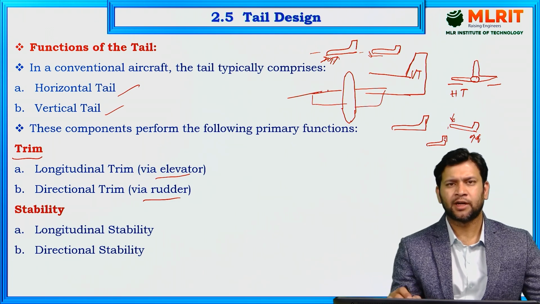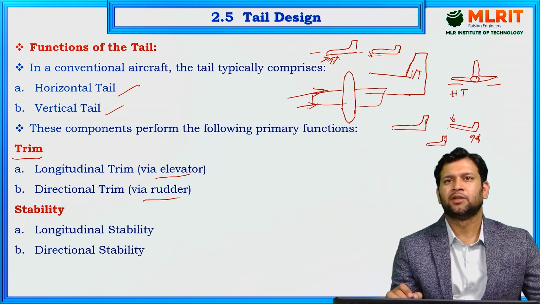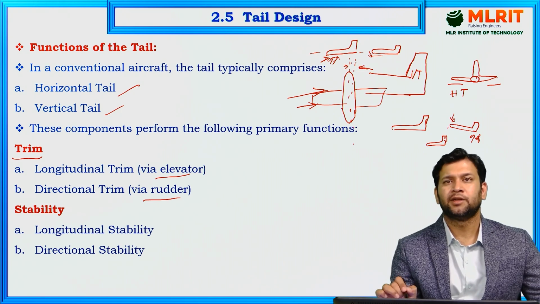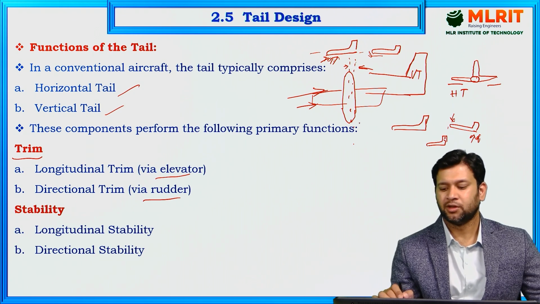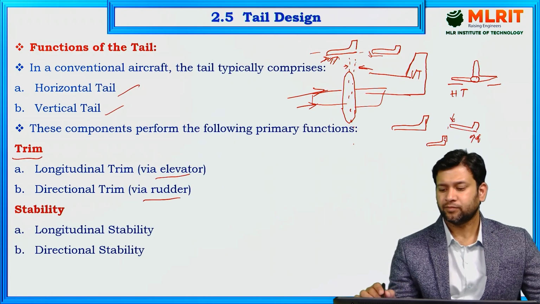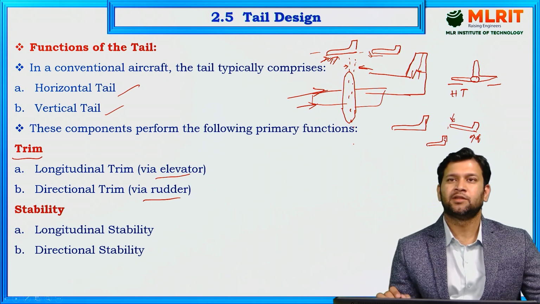If any gust loads are acting from this direction, this will tend to move aircraft from its flight axis. It will push it in this direction. This is the change in flight angle. So to bring it back to the equilibrium position, we'll trim it using the rudder which is on the vertical tail. This is the rudder which changes the direction.